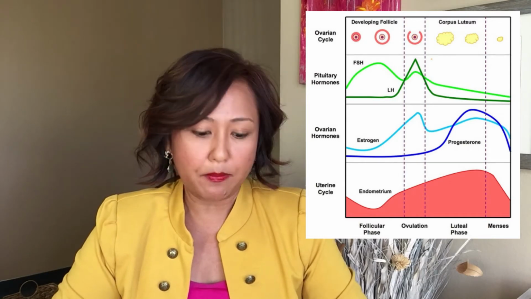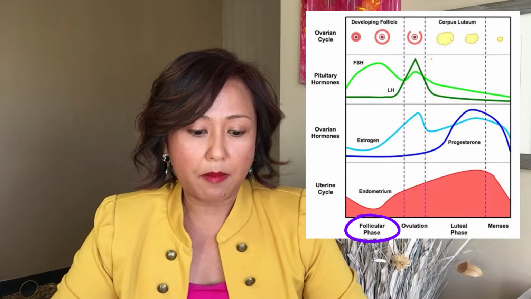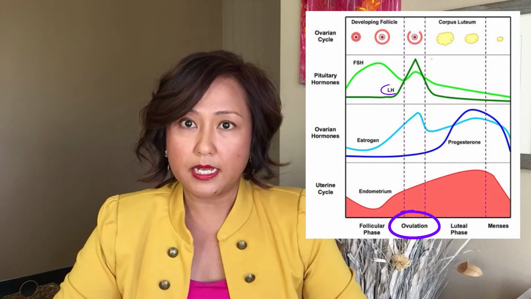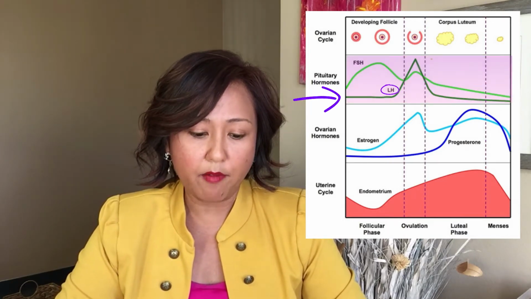And trust me, in my 15th year of practice, I do not see this nice curve at all. So the first 14 days or so, if you're on a 30-day menstrual cycle, is known as your follicular phase. And then once you ovulate, the middle part of that graph shows your ovulation, where there's a peak in your luteinizing hormone, indicated as LH on that graph.